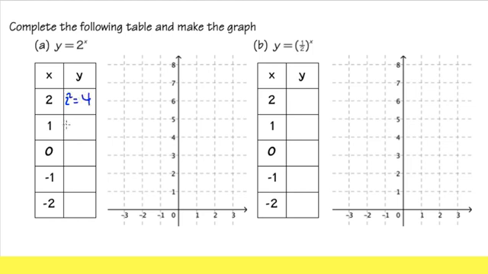And then when x is 1, we just put a 1 in here, so we have 2. And then put a 0 in here, we have 2 to the 0, that's going to give us 1. Remember, 2 to the 0 is equal to 1. And then put a -1 in here, we have 2 to the -1, and that's actually 1/2. And then put a -2 in here, 2 to the -2 is actually 1/2 to the second, which is just 1/4, like this.